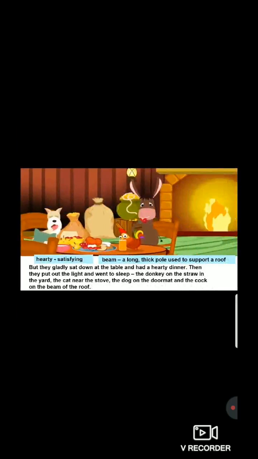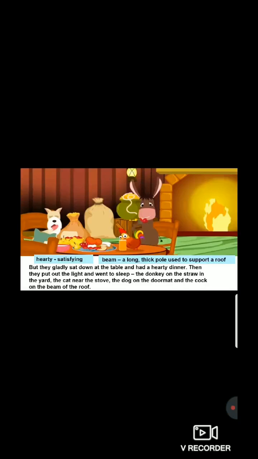So here, as I told you, again I am saying, but they gladly sat on the table for eating their hearty dinner. So when the robbers were disappeared into the forest, the four friends were puzzled, means they were surprised. Is it our song was good or bad? That they don't know, but they sat on the dinner table to eat the food.